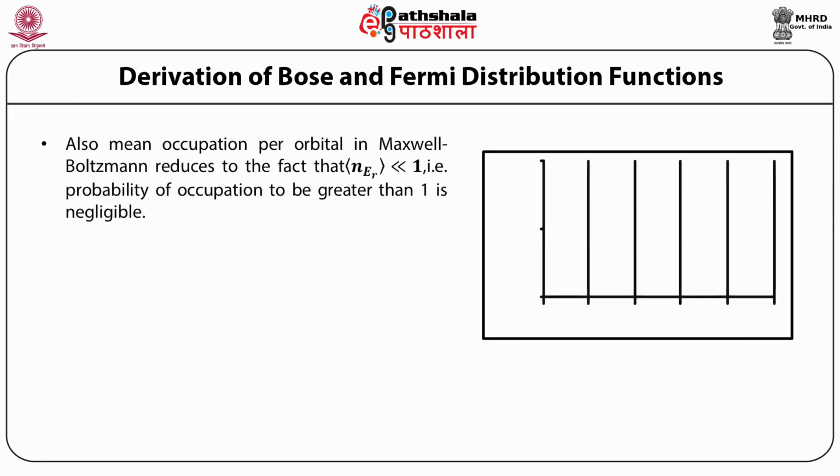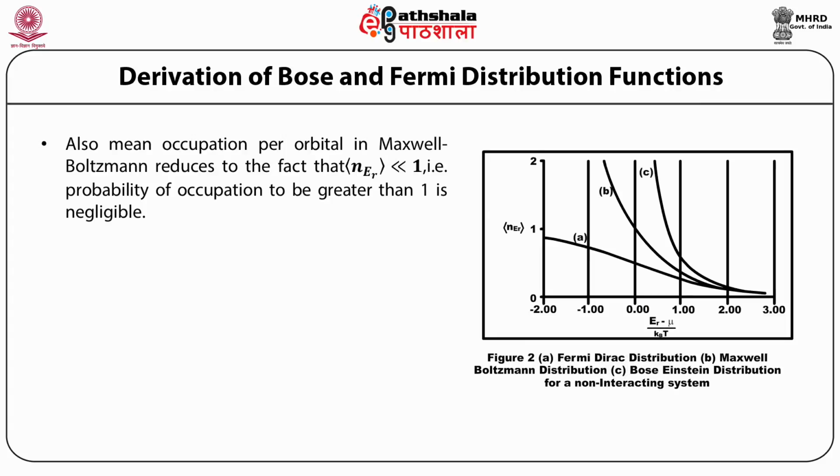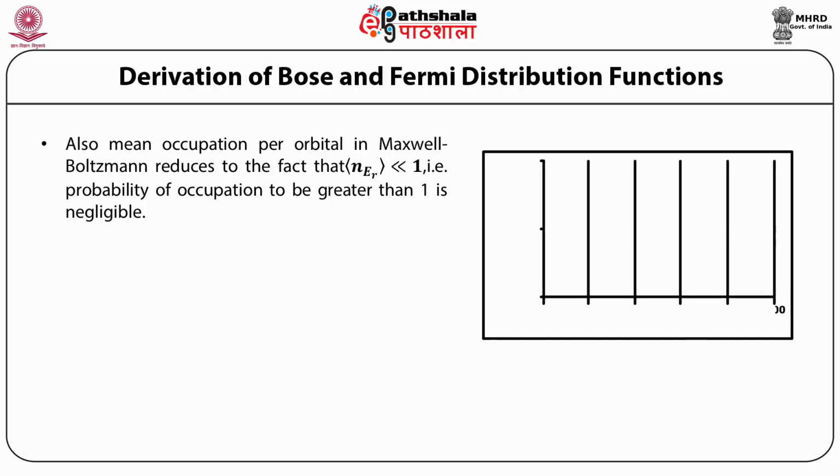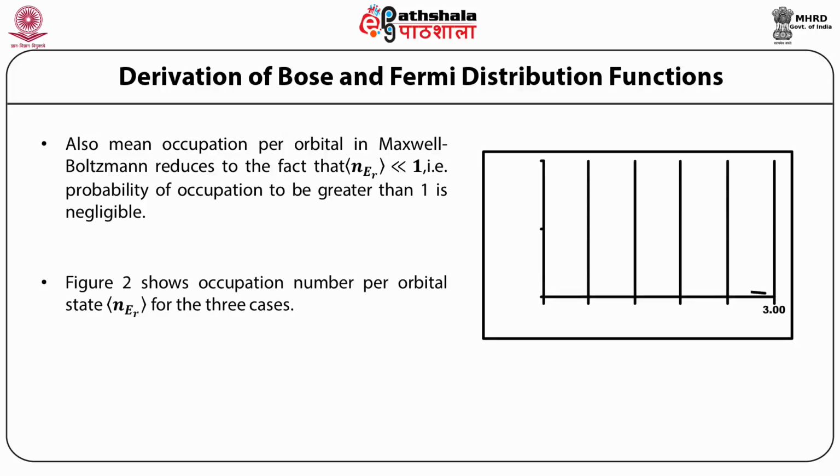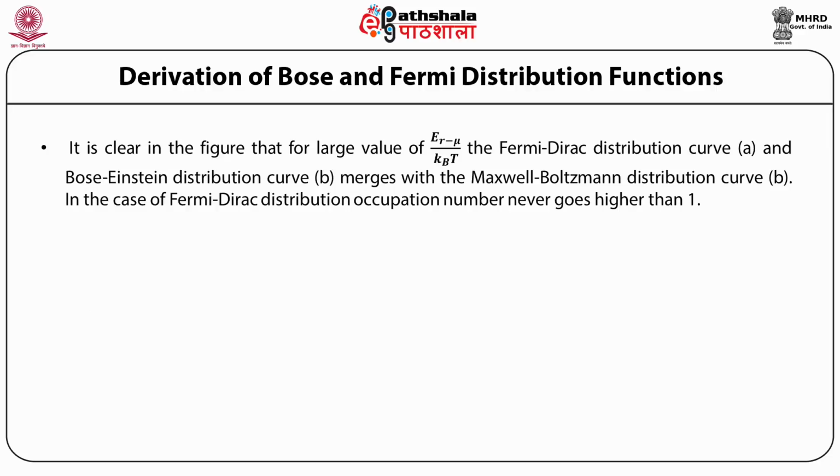Also, mean occupation per orbital in Maxwell-Boltzmann reduces to the fact that the mean value of n_er is very much less than 1. That is, probability of occupation to be greater than 1 is negligible. Figure 2 shows occupation number per orbital state, mean value of n_er, for the three cases. It is clear in the figure that for large value of er minus mu divided by kBT, the Fermi-Dirac distribution curve and Bose-Einstein distribution curve merge with the Maxwell distribution curve.